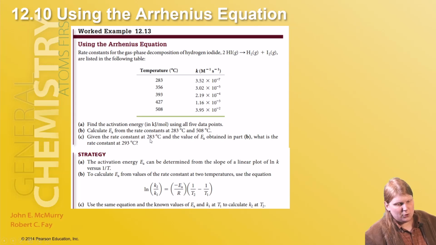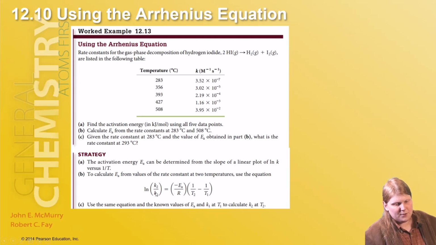They want us to, given the rate constants at these values obtained in B, work out the rate constant at a given temperature from the rate constants at these values here. Okay, so they gave us the rate constants. Using the rate constants at these values, we can get a new rate constant at a different temperature.